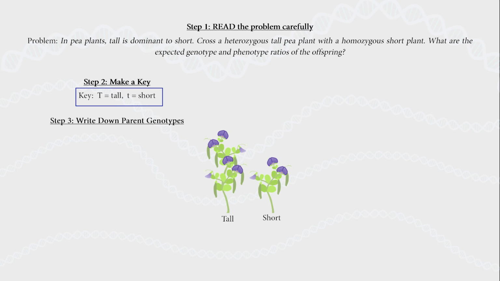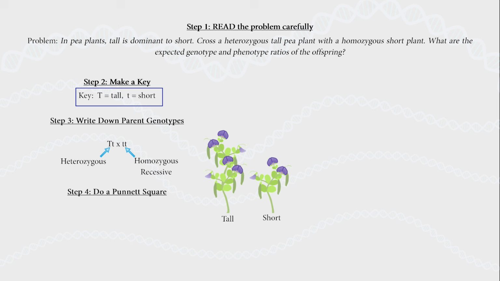Step 3. Write down parent genotypes. This problem says that one parent is heterozygous, big T little t, and the other parent is homozygous recessive, little t little t. We write this as big T little t crossed with little t little t. The X sign means that I am crossing or breeding these parent plants with each other.